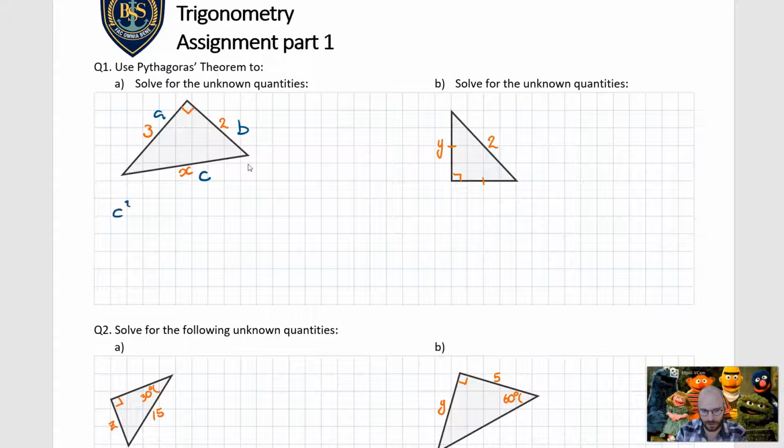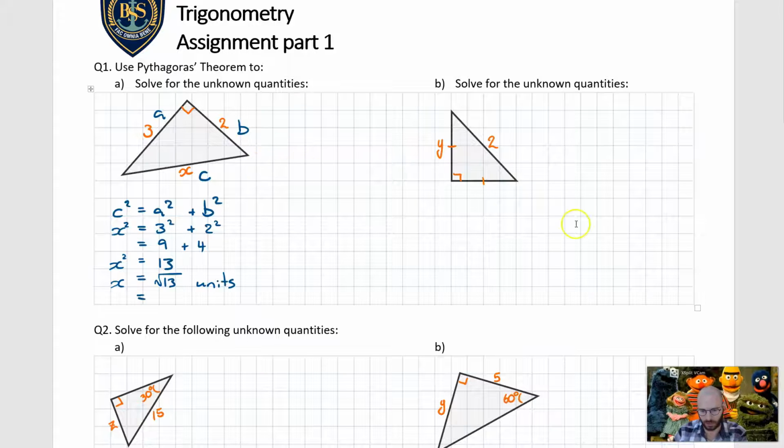So we go C squared equals A squared plus B squared. Then we substitute in our values. We're going to get x squared is equal to 3 squared plus 2 squared. This will come out to be 9 plus 4, and then that will be 13. Now, we might be tempted to say x is equal to 13, but x squared is equal to 13. Rather, what we're going to do is take the square root of both sides, and that will give us x is equal to the square root of 13, and we call it units.